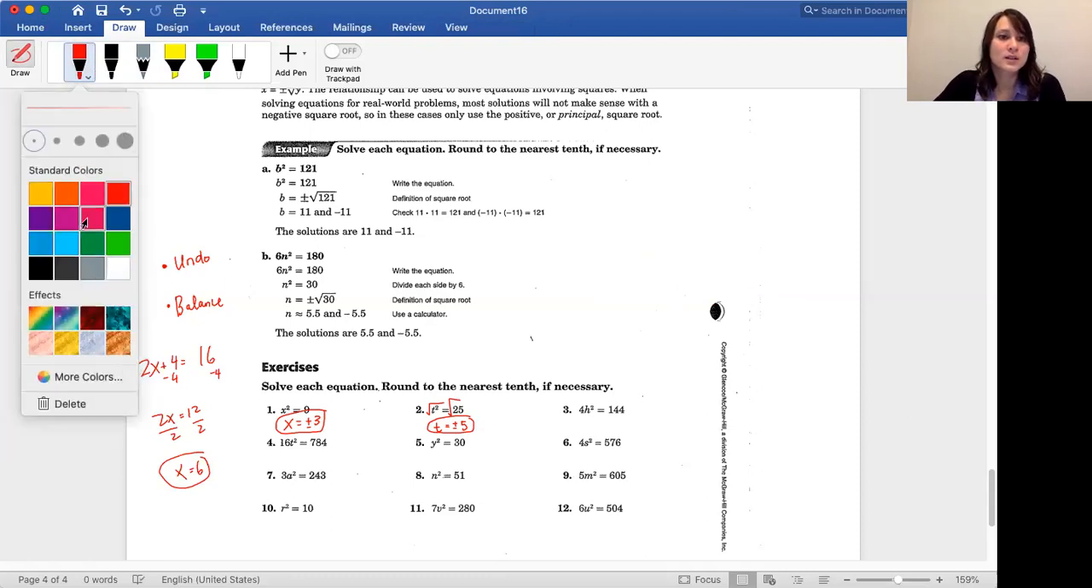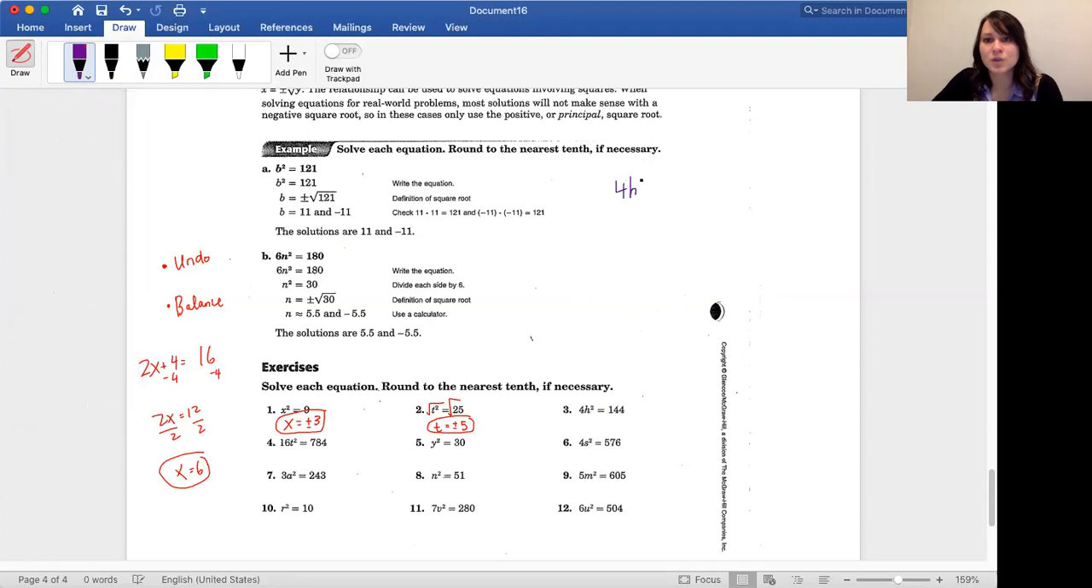let's get some room and do it up here. And if you do this on a piece of paper, that's probably a better choice because you have more room to write stuff out. So 4h squared equals 144. To undo this problem, we're going to do the opposite order of PEMDAS, which means we're going to divide first. We're going to get rid of the extra stuff with the h, so we're left with h squared. And then we have 144 divided by 4, which is 36.